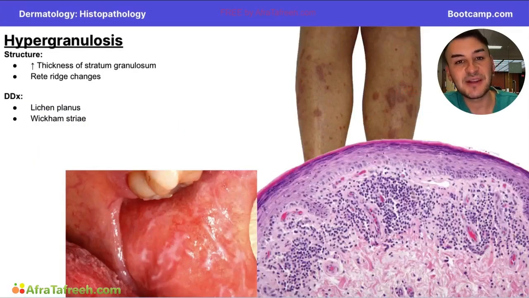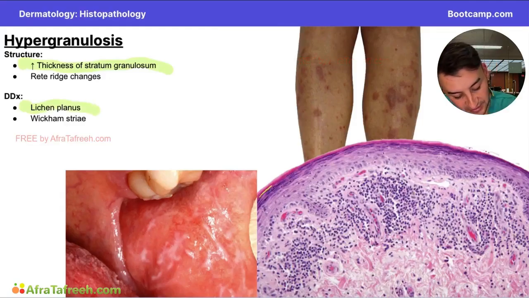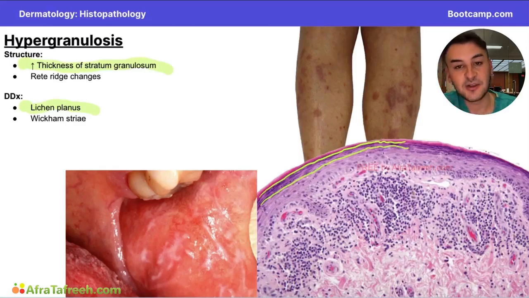Let's touch on hypergranulosis, which is going to be increased thickening of the stratum granulosum. You're going to see this disease process occur in lichen planus. Let's first draw out what hypergranulosis looks like. So I'm going to trace here right under the stratum corneum, the stratum corneum being bright pink and the granulosum layer being darker purple. You'll see that the stratum granulosum is nearly double the size of the stratum corneum here, which is not a normal finding. You're going to find this in lichen planus.